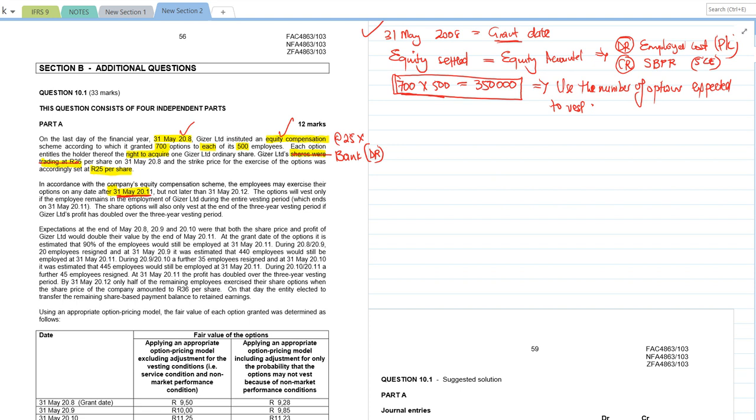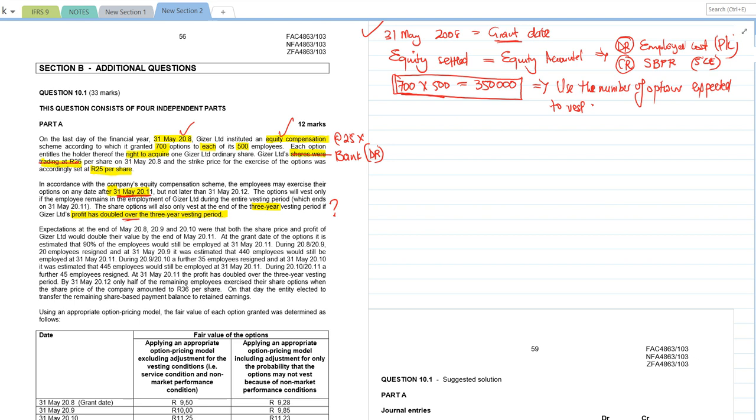We already identified that. The share options will also only vest at the end of the 3-year vesting period if Giza's profit is doubled over that period. Guys, I want you to be careful regarding this. Why are they telling you that the options only vest if the profit is doubled over the 3-year vesting period? My question to you is, do you take this factor into account in determining the number of options expected to vest? Of course you do.